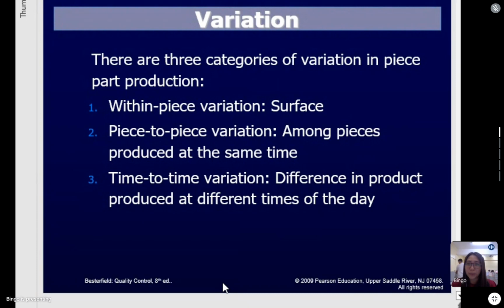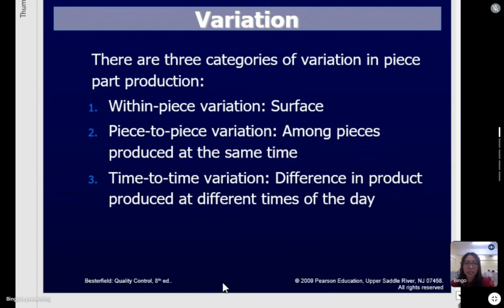Okay. So again, take note of that. You have within piece, piece to piece, and time to time variation. So difference in product produced at different times of the day. Why? So maybe, what are the factors? Pwedeng because of the machine, pwedeng because of the tao, ano? Okay, pwedeng manpower, pwedeng machine, pwedeng the method itself, right? Will you agree with me? Okay? Yes or no? Okay. According to Desiree, si Desiree lang nakita ko eh.